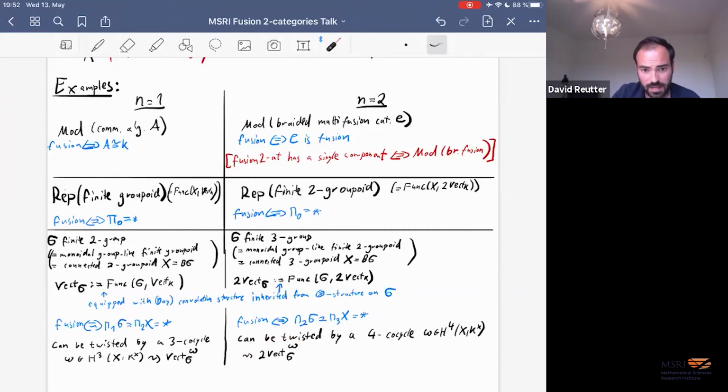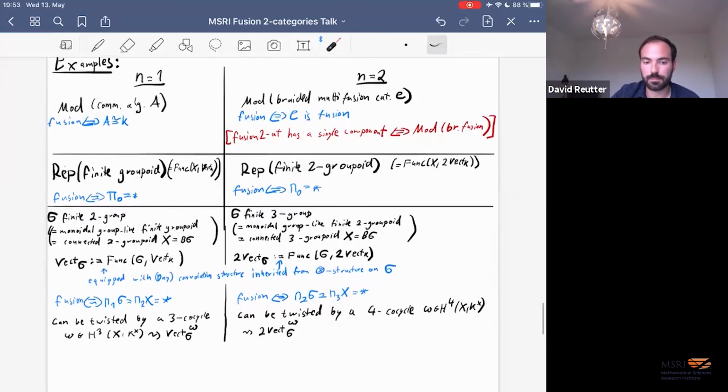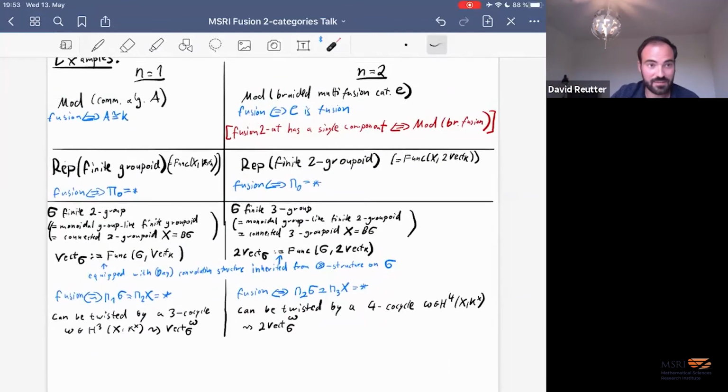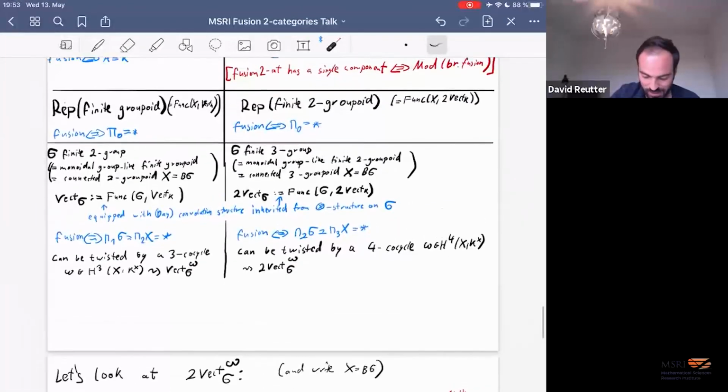And I should say here that, again, the most classical case is if you assume this fusion condition. So here you would just look at a single finite group, and here you would look at a single finite 2-group if you want. And let me give some more concrete examples of this. So let's look at this a bit more.